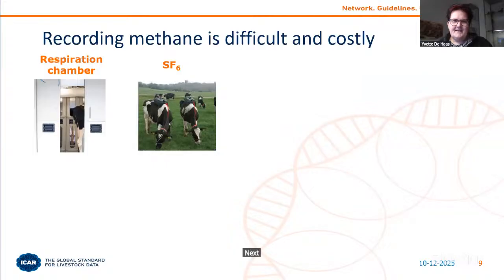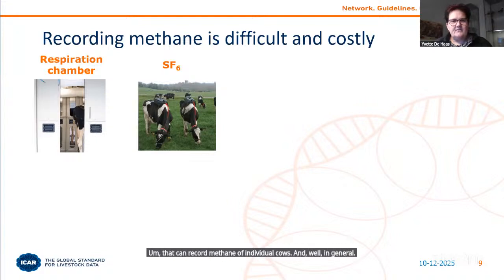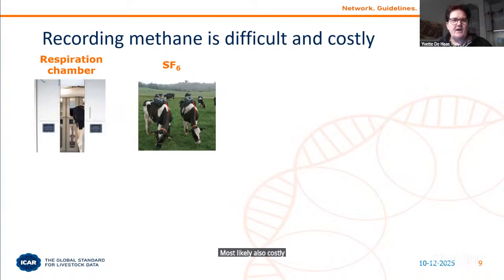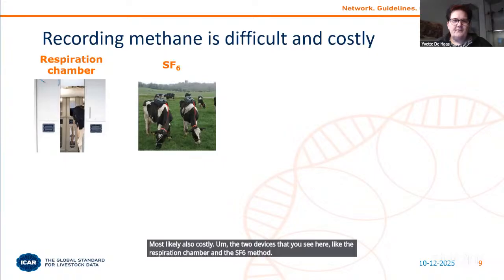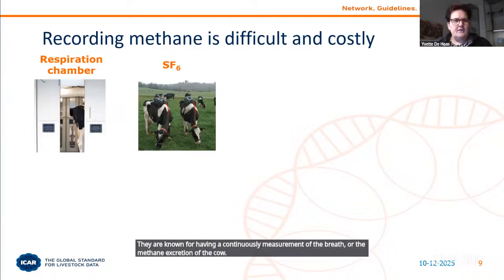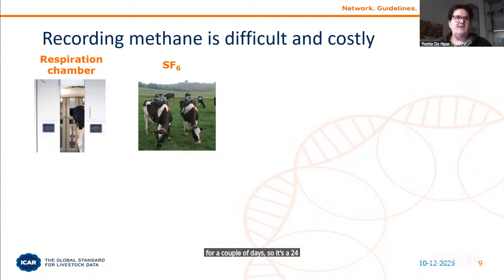Next slide. There are already several devices on the market or in the field that can record methane of individual cows. And in general, it's relatively difficult and most likely also costly. The two devices that you see here, the respiration chamber and the SF6 method, are known for having a continuous measurement of the breath or the methane excretion of the cow for a couple of days. So it's a 24-hour measurement for, let's say, 3 or 4, maybe 5 days maximum.